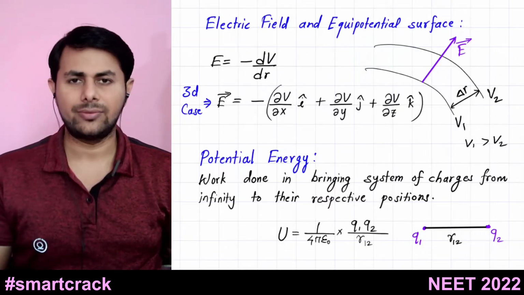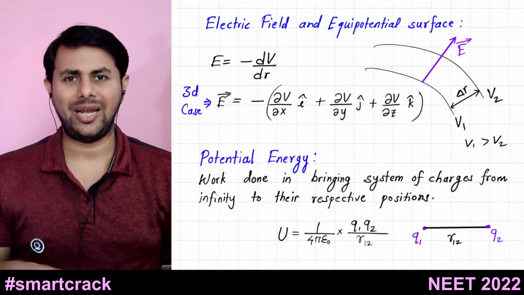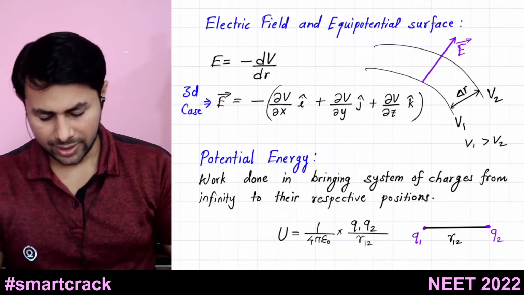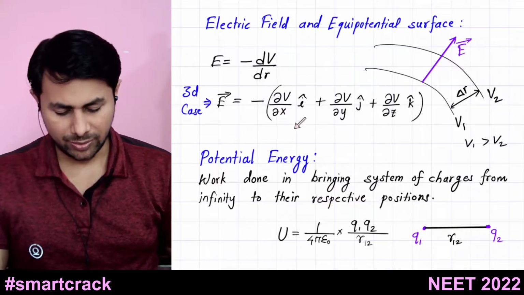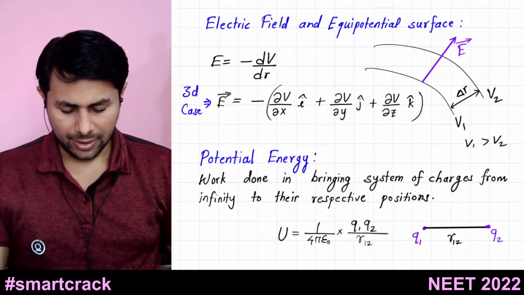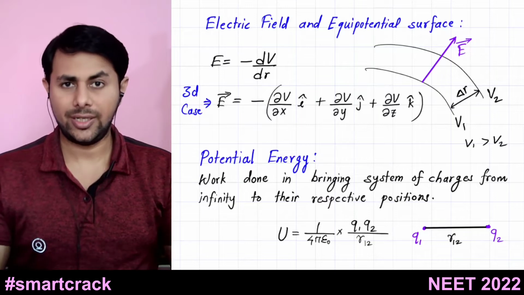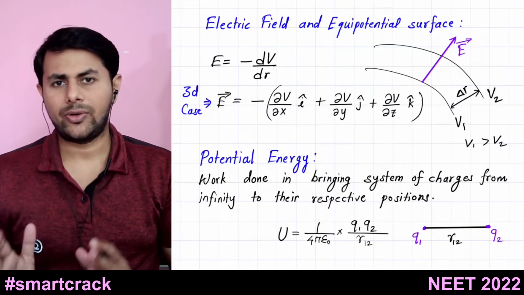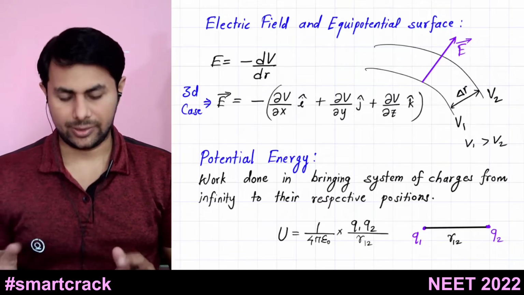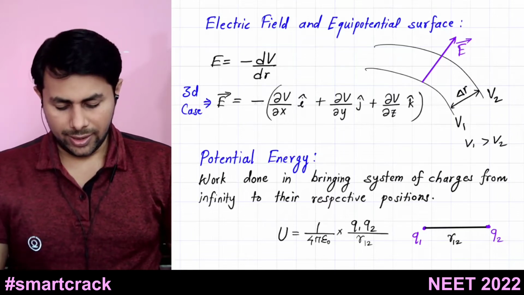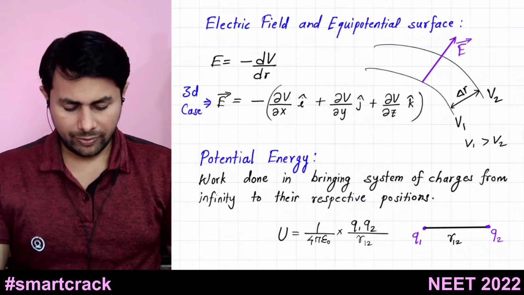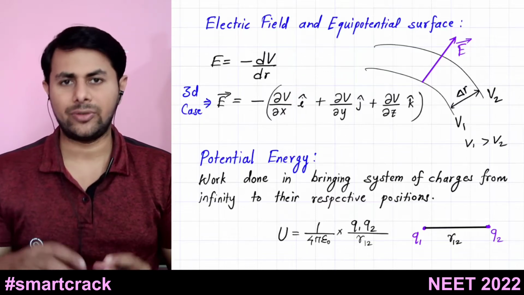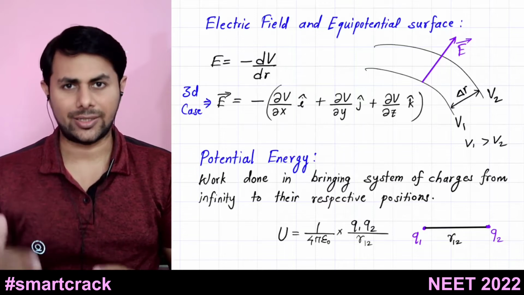If we have, let's say, some region, and we want to find out the electric field, what do we do? So in that case, for the 3D case, the electric field is given by this formula, and this is the formula for gradient in 3 dimensions. So we'll have some formula for V, that is potential. So now it is negative of the derivative of potential with respect to x, and when we take the derivative with respect to x, we'll treat y and z as constants.